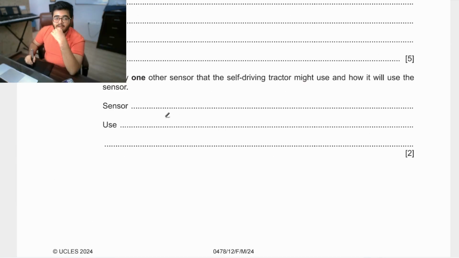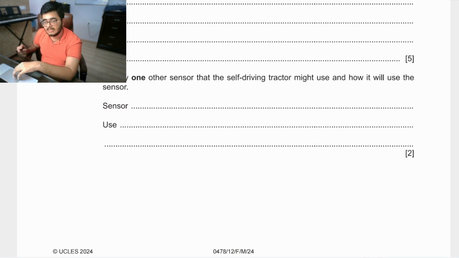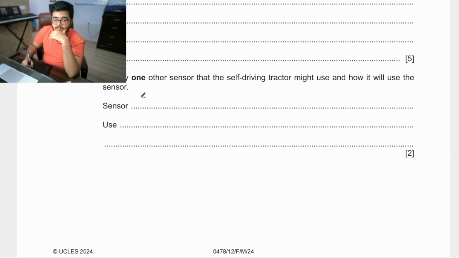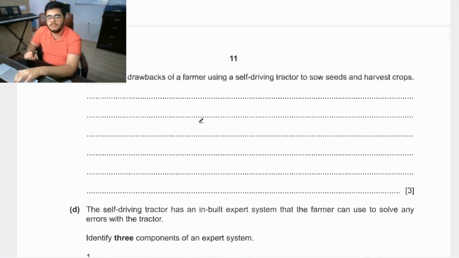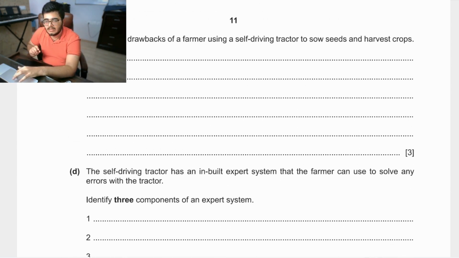Next question says identify one other sensor that the self-driving tractor could have. So you need to mention another sensor that the self-driving tractor could have. So you can say proximity sensor. Right? What will proximity sensor do? It will detect obstacles, a similar job to what an infrared sensor does.